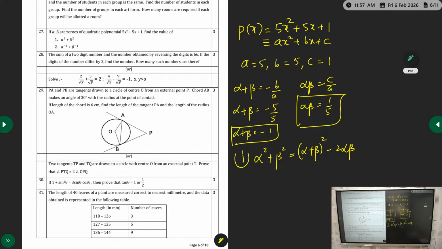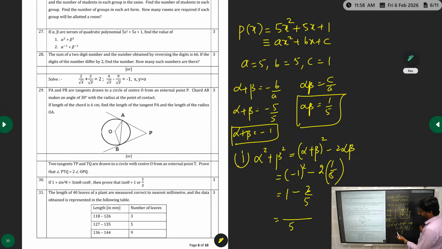I hope everybody got alpha square plus beta square value. Alpha plus beta whole square minus 1 square minus 2 into 1 by 5. 1 minus 2 by 5. 5 is LCM. What is 5 minus 2? 3.